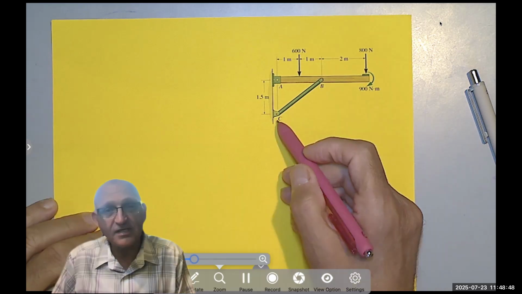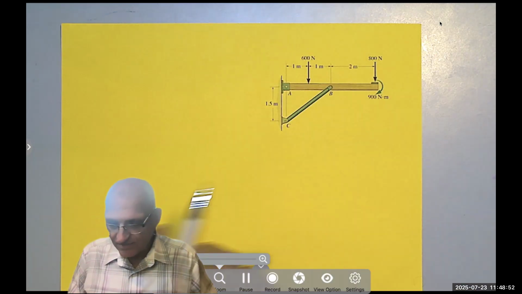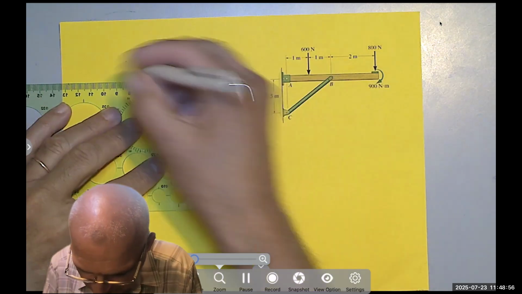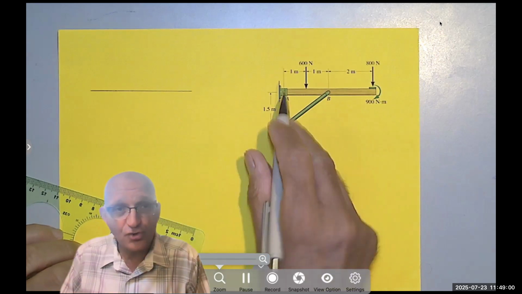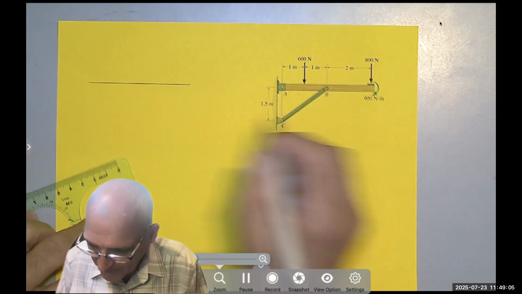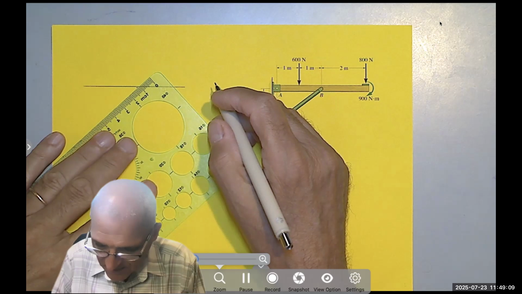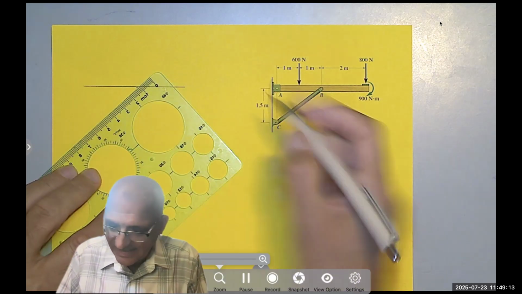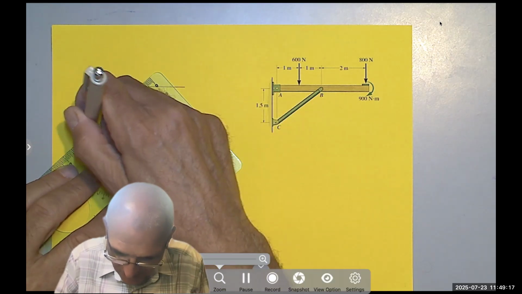It's a light pipe or something. So I start by drawing the free body diagram as follows. Notice the beam is just a straight line. I have to show, of course, the dimensions and the loads. So in the middle here, well, I can draw the whole thing. Let's do that. Let's draw it.